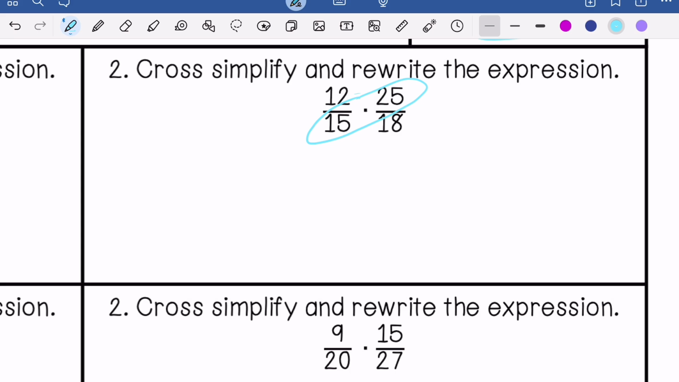15 and 25, we can divide those both by 5. 12 and 18, we can divide those both by 6. So I have 2/3 times 5/3.